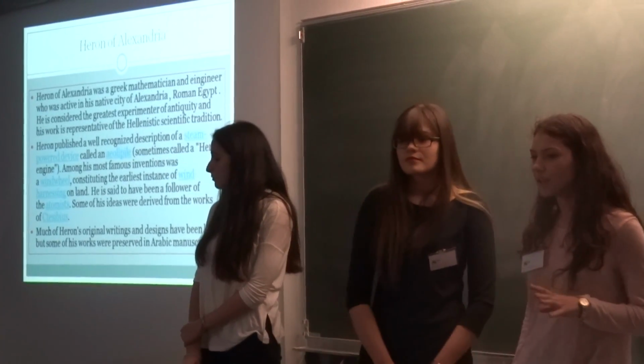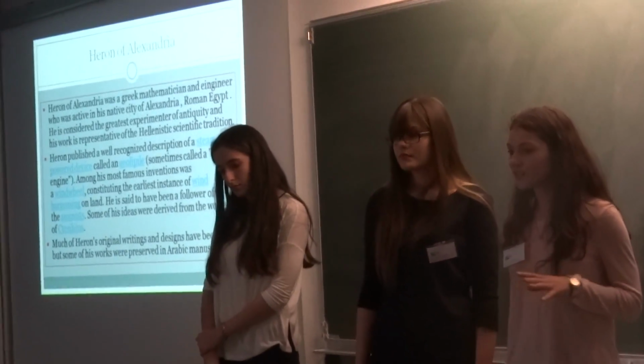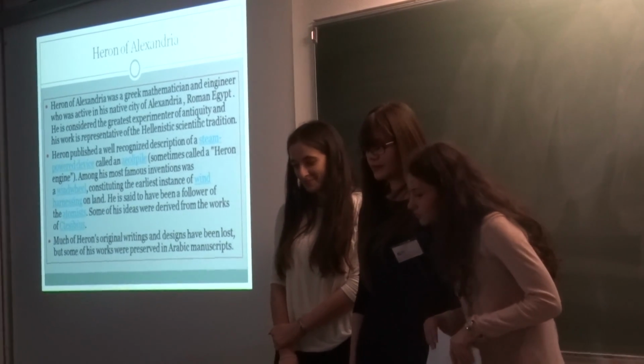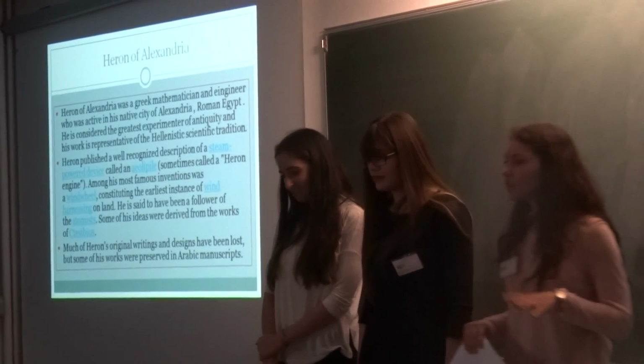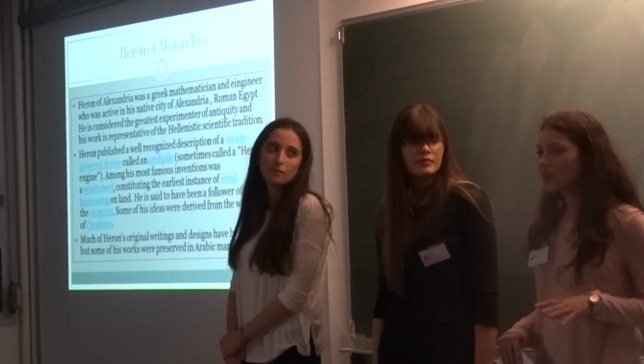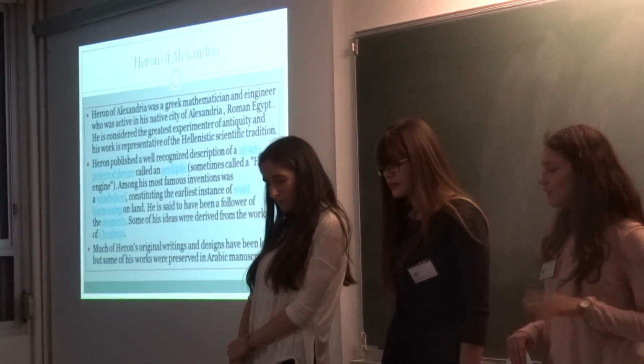Heron of Alexandria was a Greek mathematician who was active in his native city of Alexandria. He is considered the greatest experimenter of antiquity, and his work was representative of the Hellenistic scientific tradition.